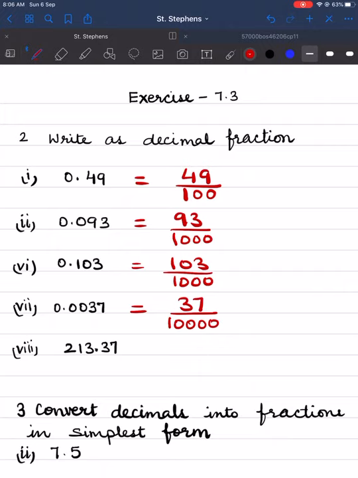Eighth part, 213.37. Now here numerator is 21,337. Now as there are two decimal places in the number, we write 100 in the denominator. Now here numerator is greater than denominator, so let's express it in mixed fractions. So we get 213.37 upon 100.